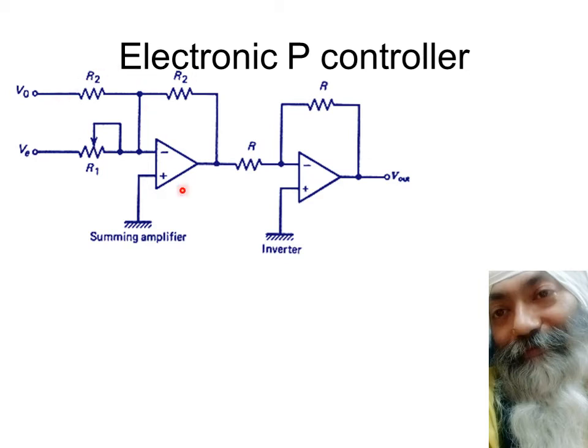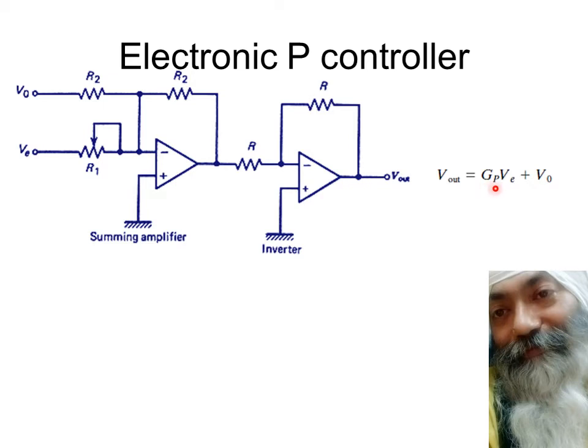But with any summing amplifier, the issue is that the errors get inverted, and to bring it back into the positive form, we put another inverter to cancel out the inversion brought about by this summing amplifier over here. So finally the output is given by V output is equal to GP into VE plus V naught, where GP is the gain over here, and this is the catch. This is GP. This is not Kp. This may or may not be equal to Kp.